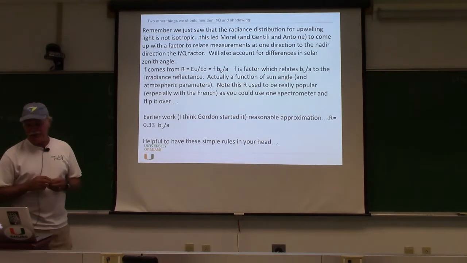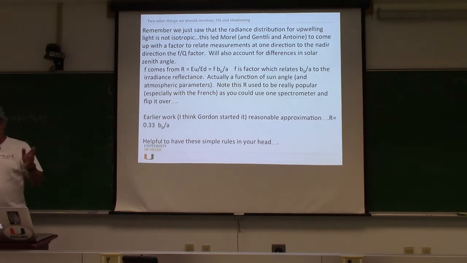Okay, there's a couple other things I want to do, and I'm done. Then Kirk can talk. When I showed you the pictures of the radiance distribution, the radiance distribution was not isotropic, right? For clear waters, the upwelling was fairly flat, but for turbid waters, it was more cupped. There was shape to it. It was brighter toward the horizon than it was down.